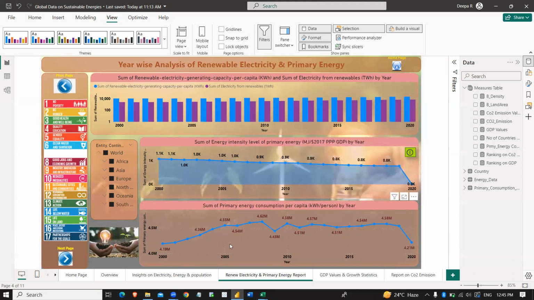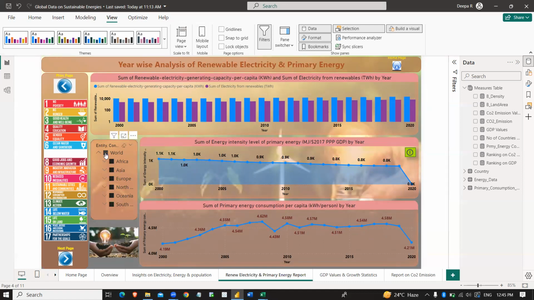Okay. And then when it comes to this one, sum of primary energy consumption per capita, kilowatt by person by year. Okay, so this also has reduced in 2020. We need to increase sum of primary energy consumption. So how much energy is consumed per person? That is what it is showing here, according to the year, in kilowatts.